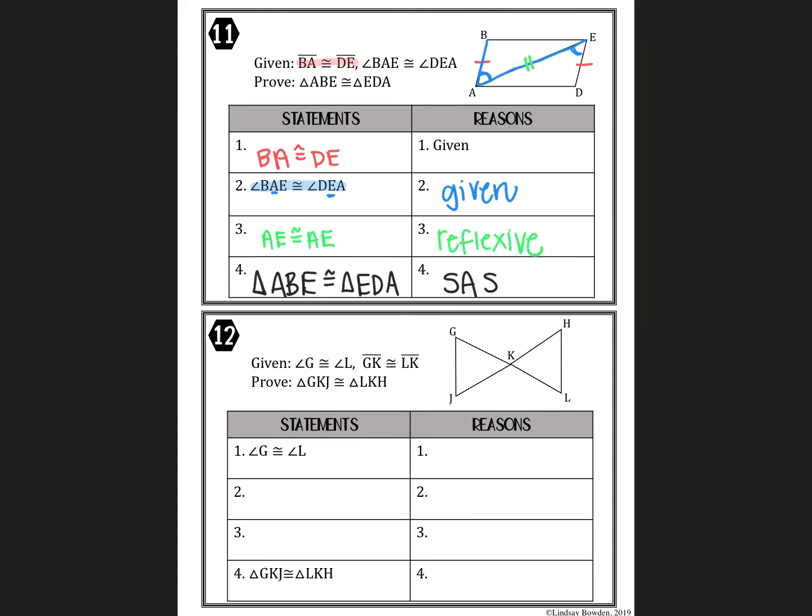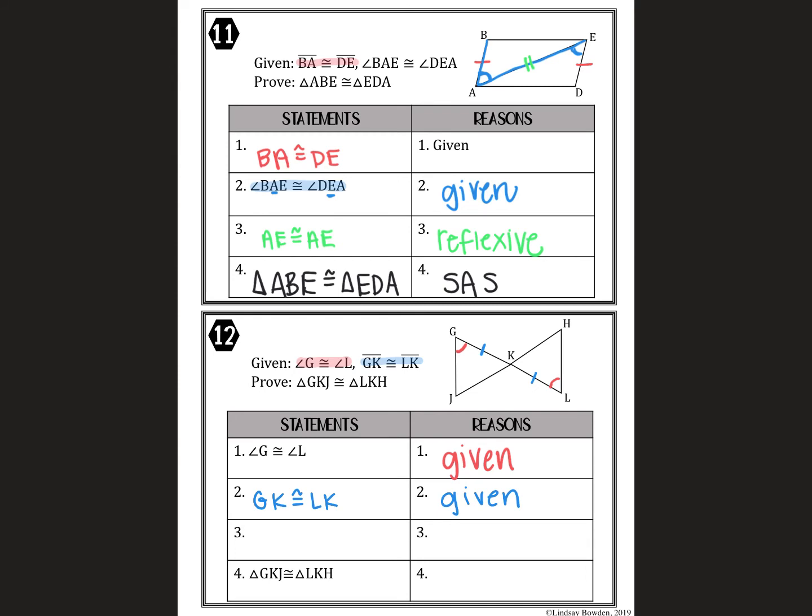For the next proof, I have angle G is congruent to angle L. That's given. So I can mark G and I can mark L. The second given is GK is congruent to LK. So GK congruent to LK. This is also given. This time I'm marking sides. So here's GK, here's LK.